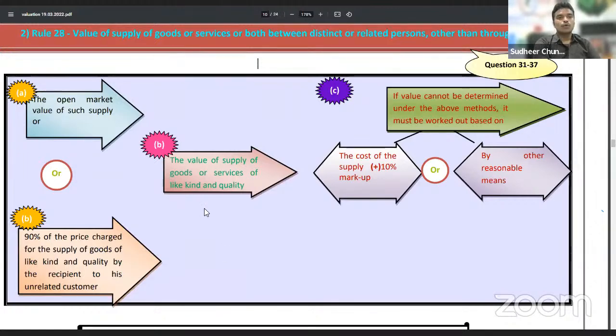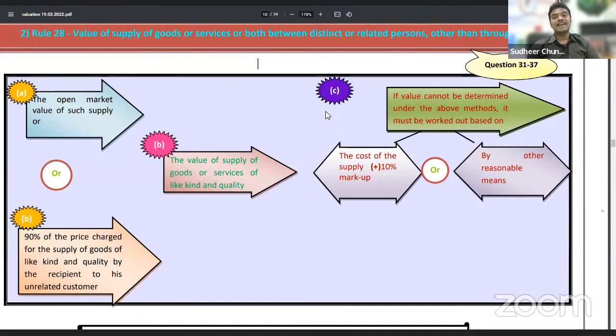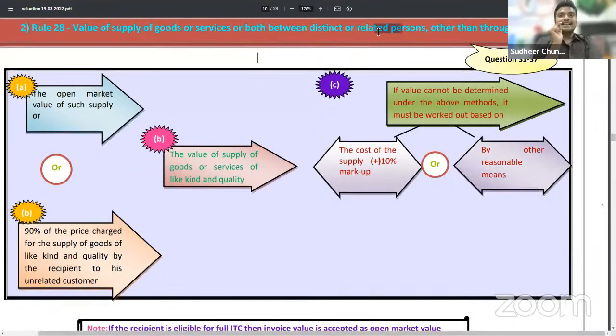So now coming to rule number 28. Sir, for rule 27, when price is not the sole consideration for sale, we went for rule number 27. Now we are entering into rule number 28. What is rule number 28? Supply between related persons. That means when buyer and seller are related. When buyer and seller are related, as we have discussed, in such case we have to come to rule number 28. Or between distinct persons.